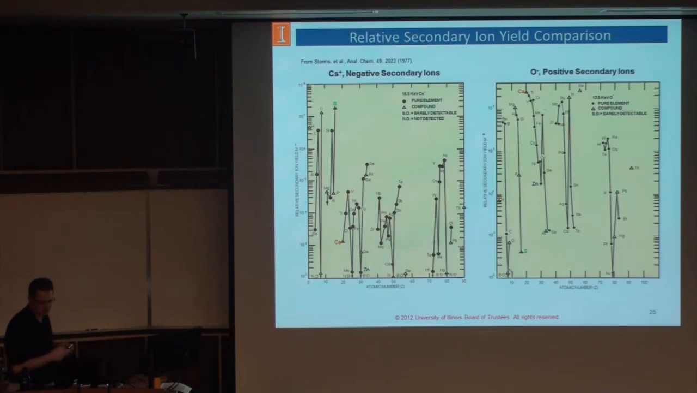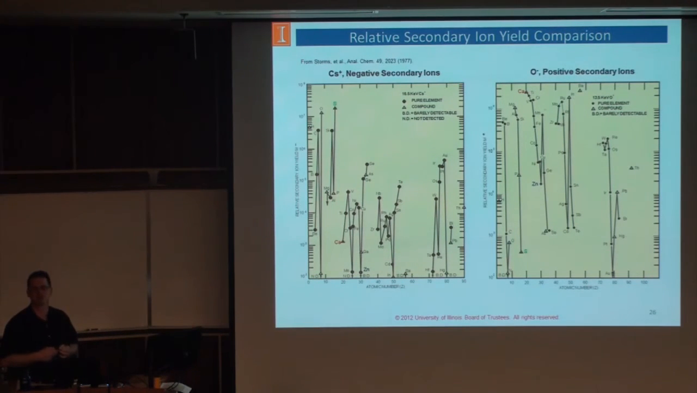And then this is basically another way of showing that. This is the relative secondary ion yield for cesium with negative secondary ions and oxygen with positive secondary ions. And like I said before, in general, cesium works best with electronegative elements and oxygen works best with electropositive elements. Highlight here, sulfur works very well with cesium with negative ions, but calcium does not. But on the reverse then, calcium works very well with positive ions, but sulfur does not. So generally you have to make these choices.